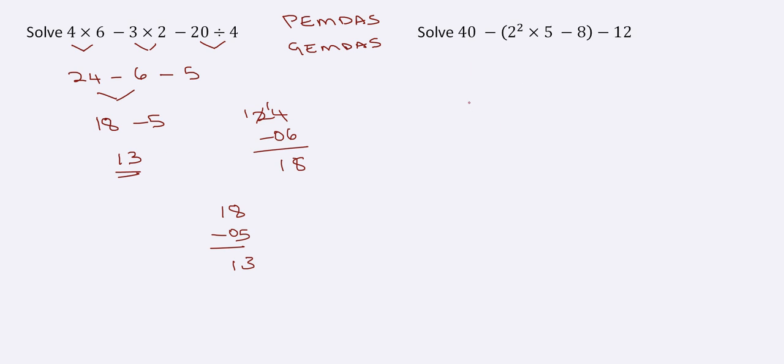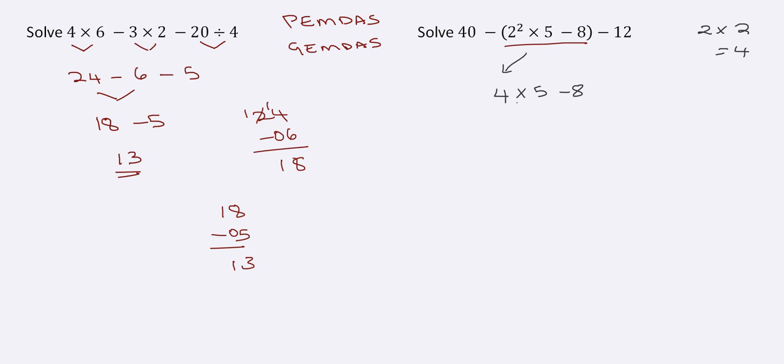So in this case, let's start. Do we have parentheses? We do. So we're going to deal with this first. So inside of our parentheses, we're going to also apply PEMDAS. So exponents come first. So we have 2 squared. 2 squared is 2 multiplied by 2. That is 4. So now inside of our parentheses, that's going to be 4 multiplied by 5 minus 8.